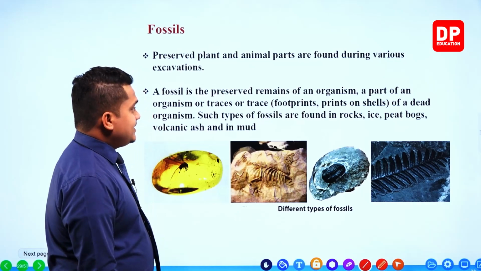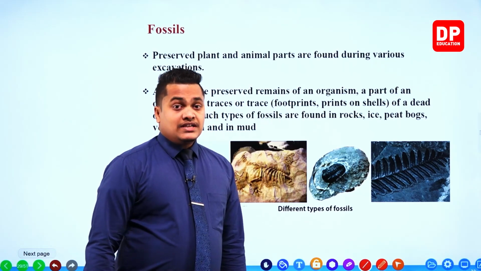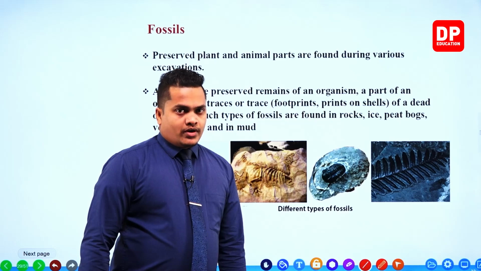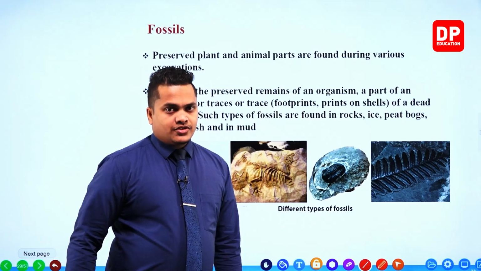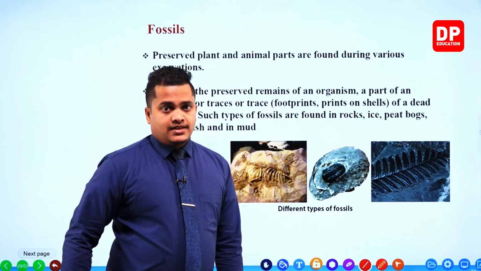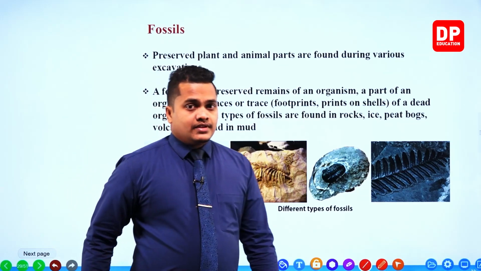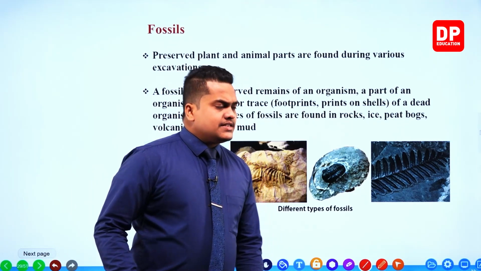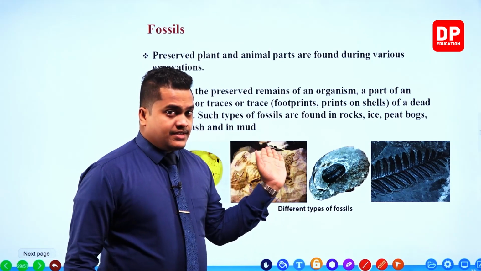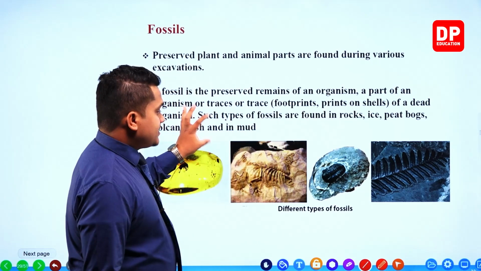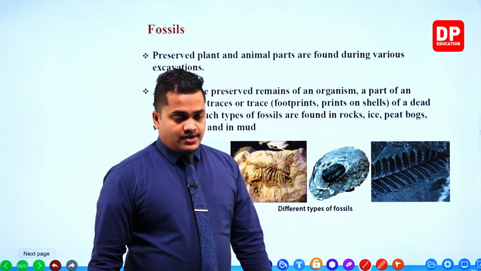So we can find fossils in these places, my dear children. The specialty here is that these are preserved or conserved, right? These bodies or structures or these prints have been preserved within the structure. That is why it is specially called a fossil. So a preserved remain of an organism can be considered as a fossil. So fossils can be found like this. A part of an organism which is preserved can be considered as a fossil. Then traces, small traces like footprints, prints on a shell, can be considered as a fossil.